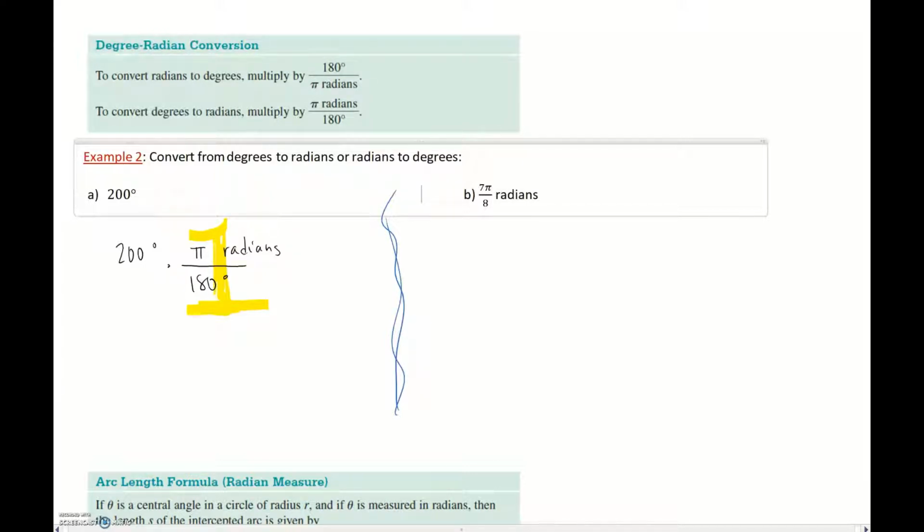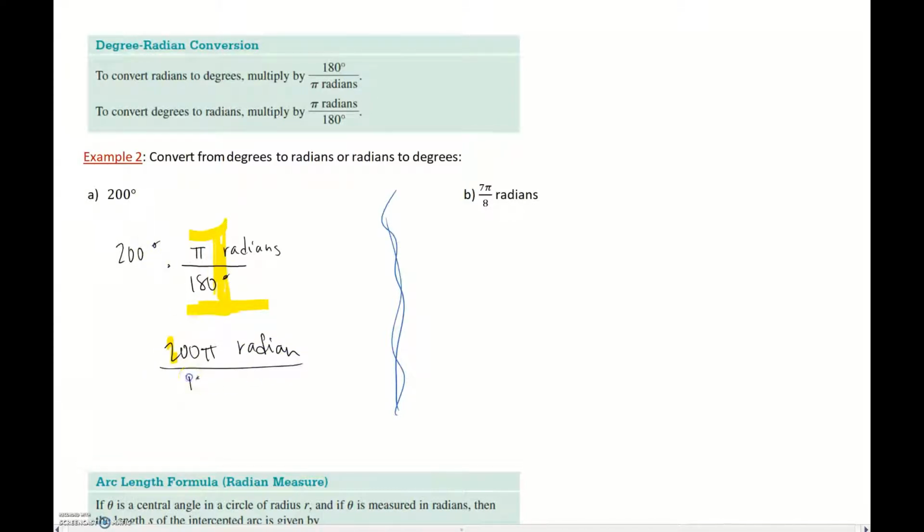So how do I clean this up? Well, I get 200 pi radians, and then the degrees canceled over 180. And then you can clean that up a little bit, like 0 can cancel 0, so that's 20 over 18, which now is 10 over 9. So how about 10/9 pi radians? That's what 200 degrees is in math. So now you guys can convert any degree into something useful called a radian, and we will be able to use it.